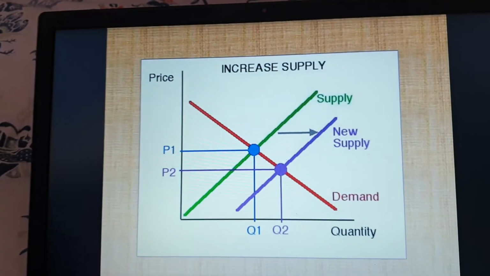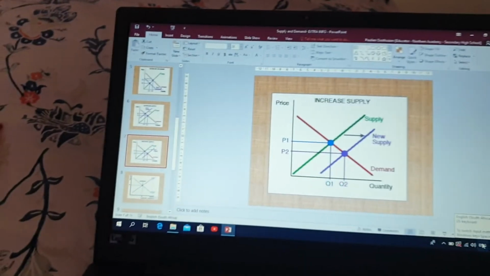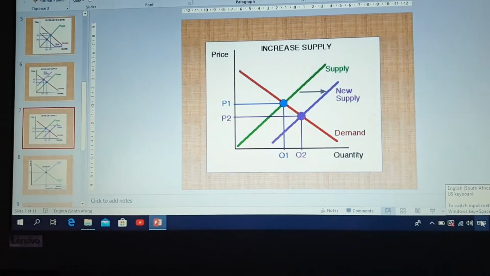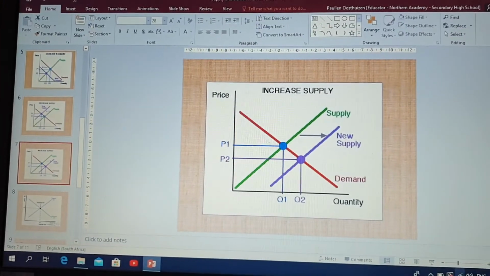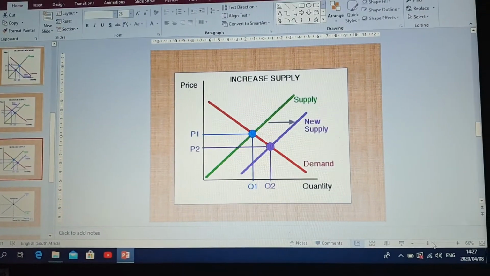Just to show you this little one. He's the one barking the whole time on my PowerPoint slides. Naughty little one. Okay, so we go on to our next slide.